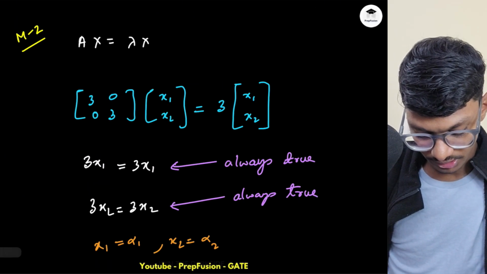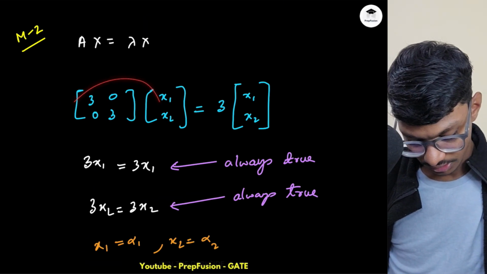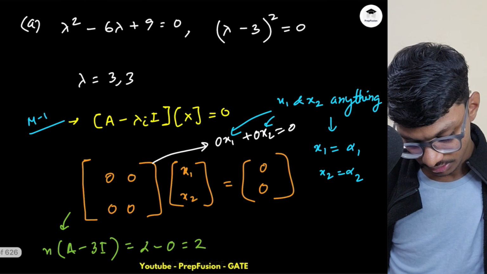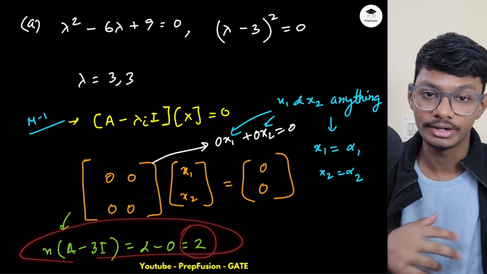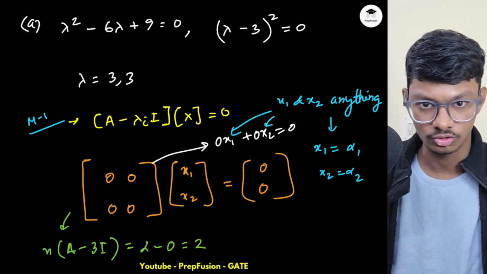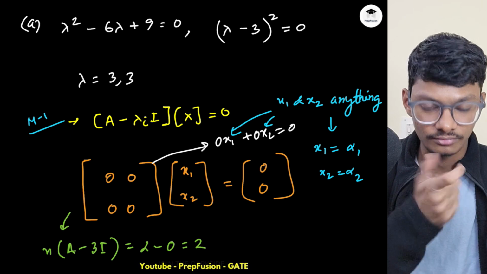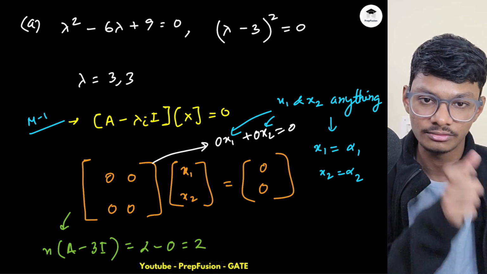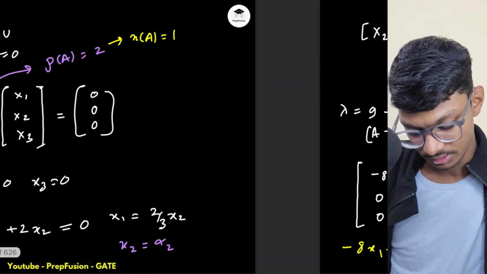Here what was the nullity? If you remember carefully, it was going like 0 0. If you see, nullity is 2, so I will get two independent eigenvectors. This has also been derived in the previous lecture: whatever the nullity is, that many linearly independent eigenvectors I will get.